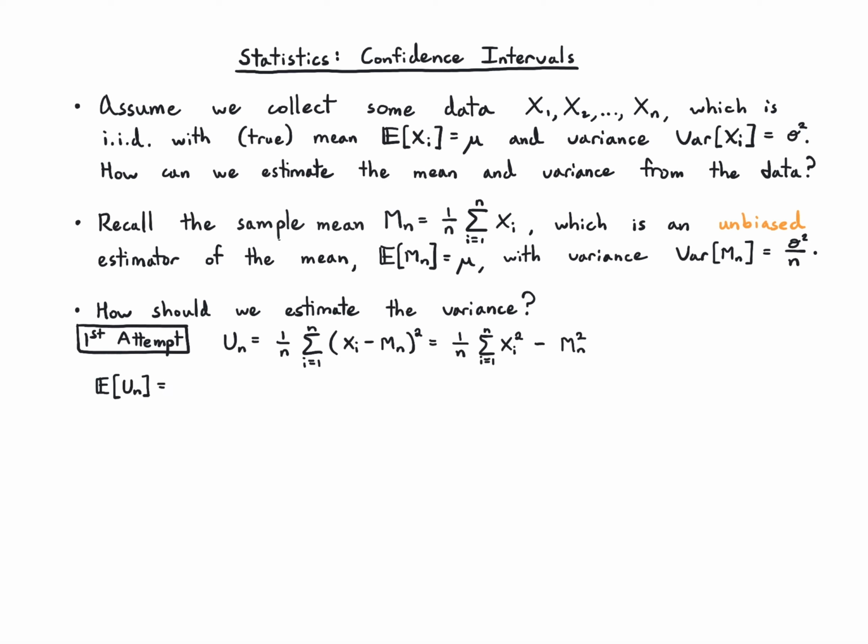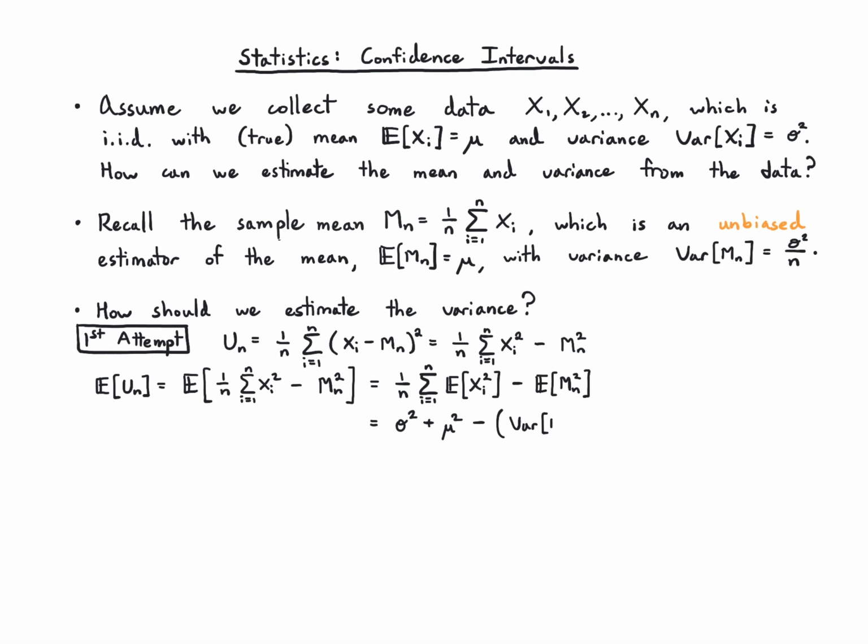Okay, so let's take the average of this estimator, right? I'm just going to write it using the second form, and you'll see that I can open this and write it using the linearity of expectation as 1 over n, the sum of E of xi squared, minus the second moment of the sample mean. Okay, well, this first term, each of these is going to have the expectation of the second moment equal to the variance plus the mean squared by the alternate variance formula. And the second term is going to be the same thing, but I'm going to have the variance of Mn and the square of the mean of Mn.